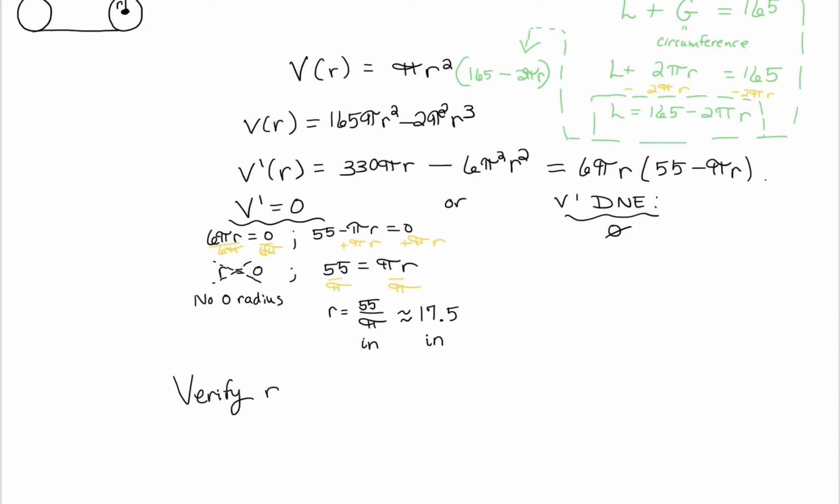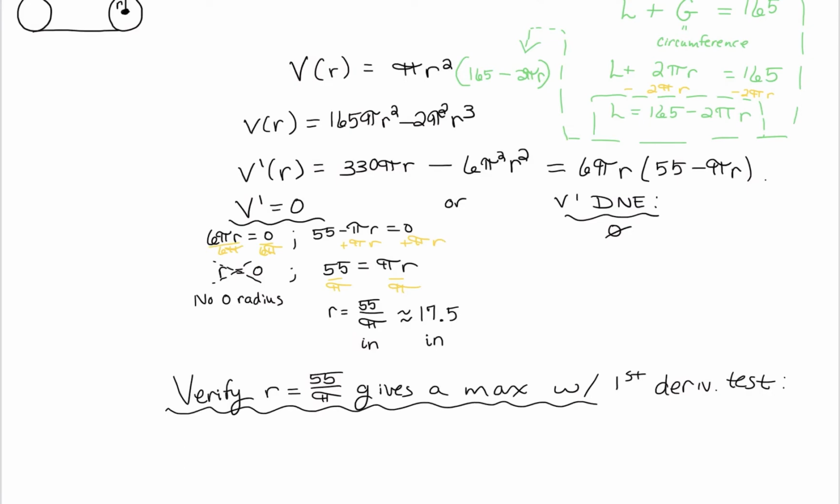So we need to verify that r equals 55 over pi actually gives a max. And this time, so I'm using a variety of tests in this section. Let's use good old first derivative test. So in the first example, I did test for absolute extreme on a closed interval. The second example, we did second derivative test. Let's go ahead and just do first derivative test on this one. So this tends to be the favorite of students because maybe it's the one we did the most of.